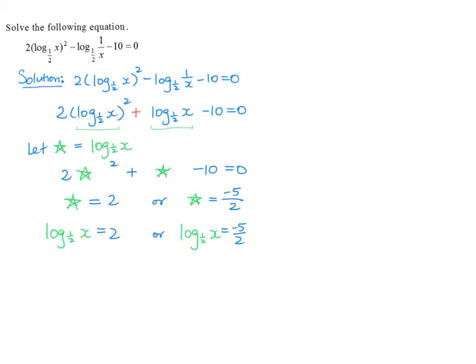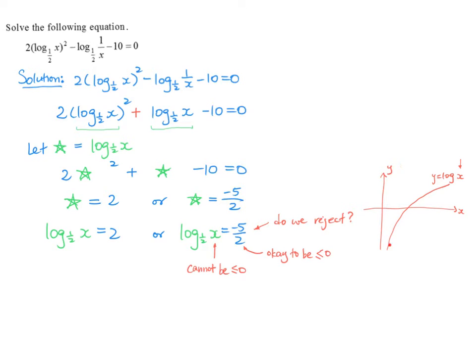So if I let star equal to this, so star equals 2 or negative 5 over 2, then we plug this back in. Now think about this. For this case, do we need to reject this case? If you refer to the graph of y equals log x, you see that the domain cannot be 0 or less than 0. So actually, this is the one that cannot be less than or equal to 0. And in fact, if you look at the range, that is the y, it can be all real numbers, right? It can be positive, it can be negative. So this is okay. And so we don't reject it.